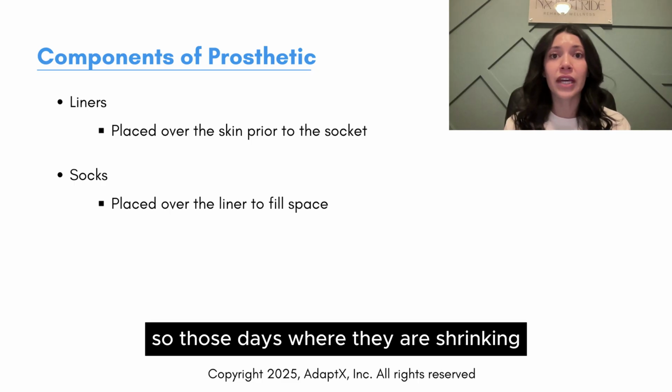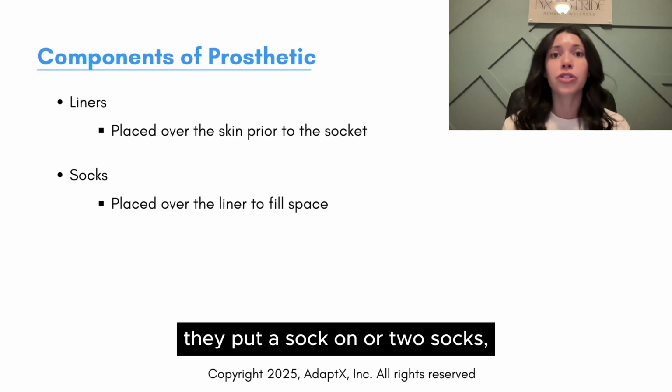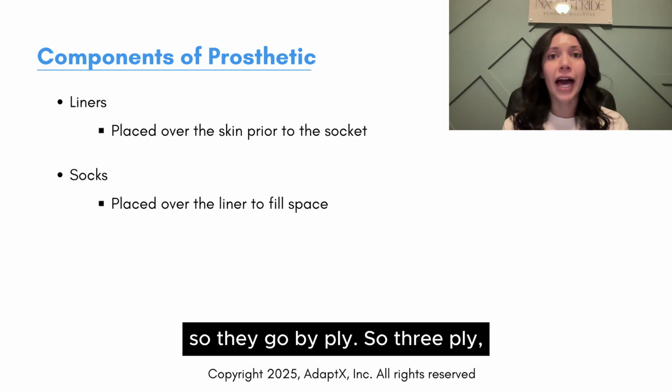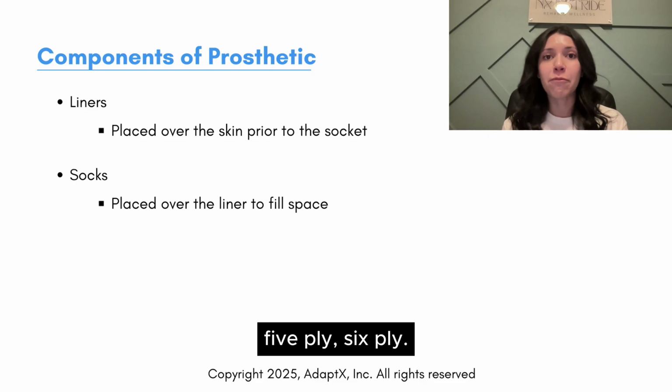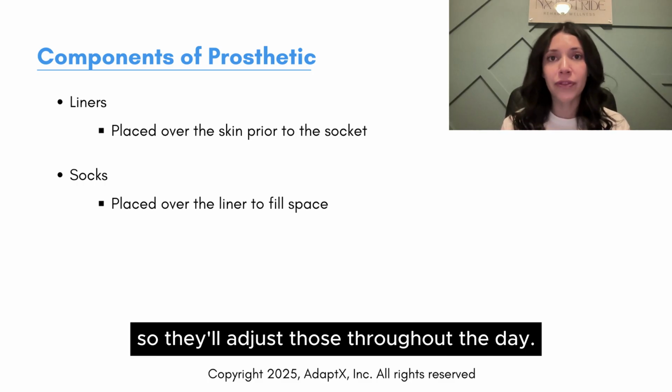So those days where they are shrinking and their limb is slimmer, they put a sock on or two socks. They go by ply, so 3 ply, 5 ply, 6 ply, that's based on the thickness. They'll adjust those throughout the day.